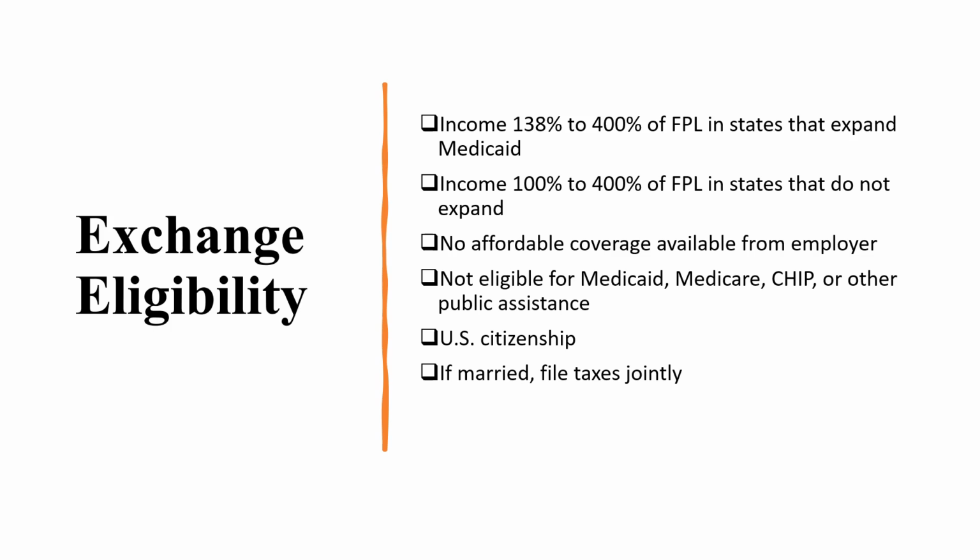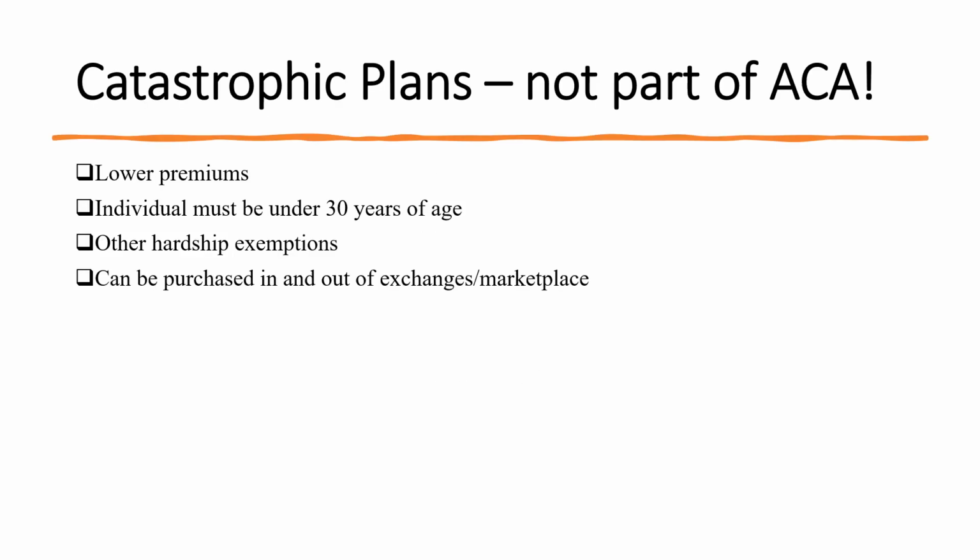Now, the exchanges also provide a catastrophic plan. This was not originally part of the ACA, but they were essentially plans with pretty low premiums, which means they're going to have what? If your premium is low, what's probably going to be high? And what's going to be high is cost sharing. Your deductible is probably going to be several $1,000s versus potentially a couple of $100 depending upon your employer if that's where you're getting your insurance. Cost sharing might be higher as well.